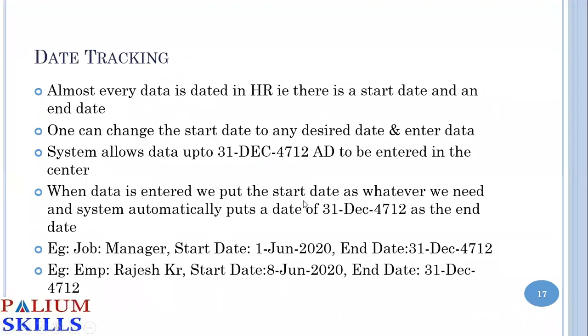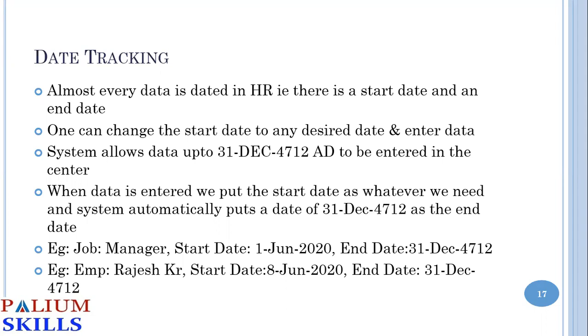Date tracking means almost every data is dated in HR. That is, there is a start date and an end date. One can change the start date to any desired date and enter the data accordingly from that date. So the system allows data up to 31st December 4712 to be entered in the system. When data is entered, we put the start date as whatever we need, and the system will automatically put a date of 31st December as the end date.